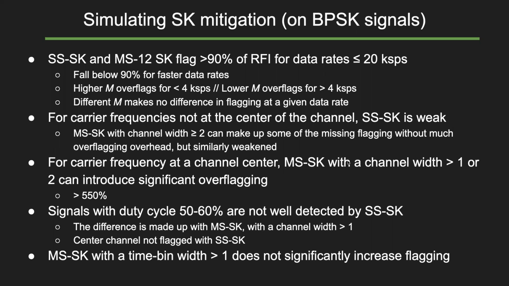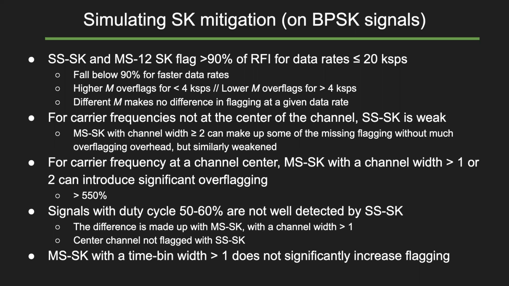And so, yeah, I wrote here that for the carrier frequency at a channel center, multi-scale kurtosis with a channel width more than 1 or 2 can introduce significant overflagging. I got more than 500% on some of these experiments. And I think it's just cross-contaminating and kind of smearing that duty cycle out, or that signal out.